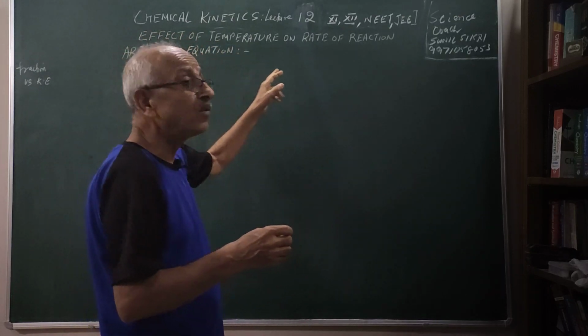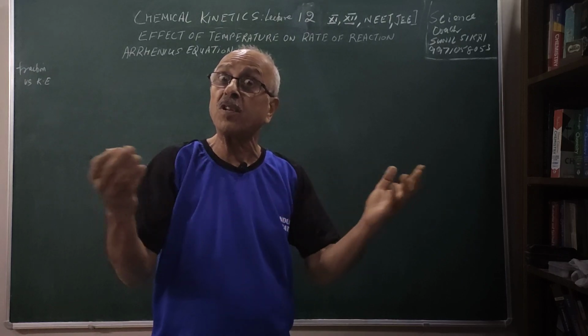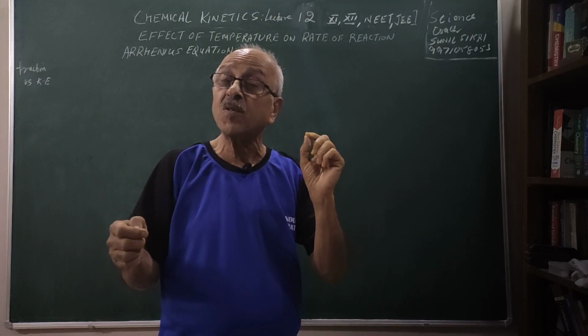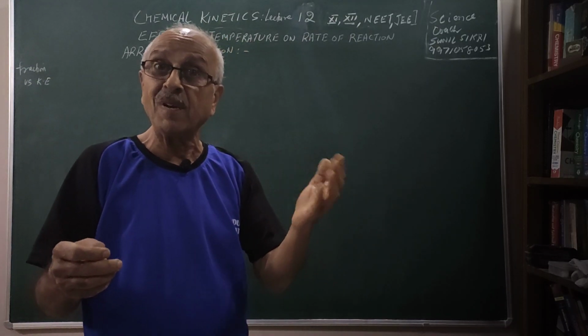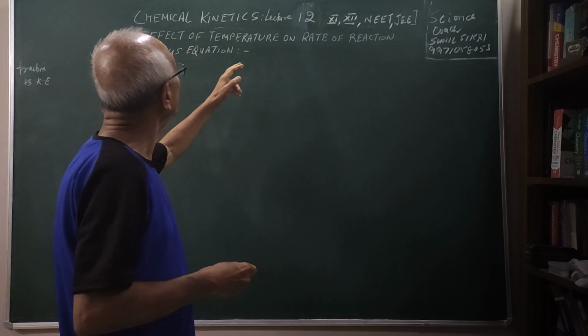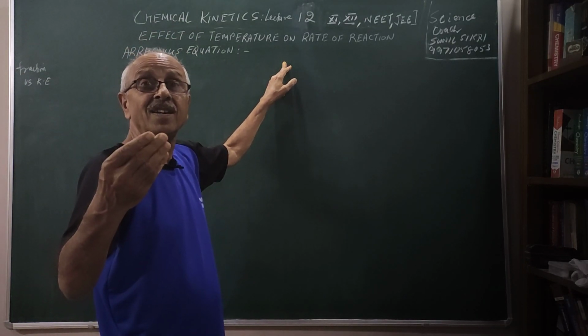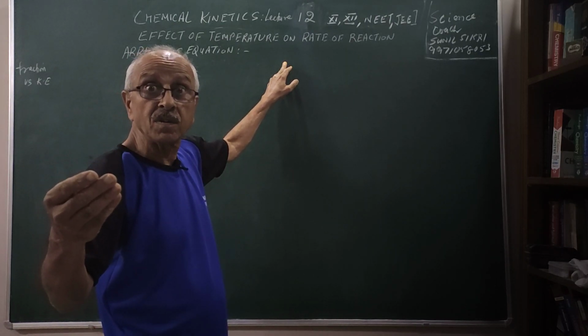Now here we are saying you already know that a large number of reactions are slow, but when you heat them the reactions become fast. So temperature has a very strong effect on the reaction rates, and this was studied experimentally, and it was observed that for every 10 degrees centigrade rise in temperature, the rate of the reaction almost doubled.